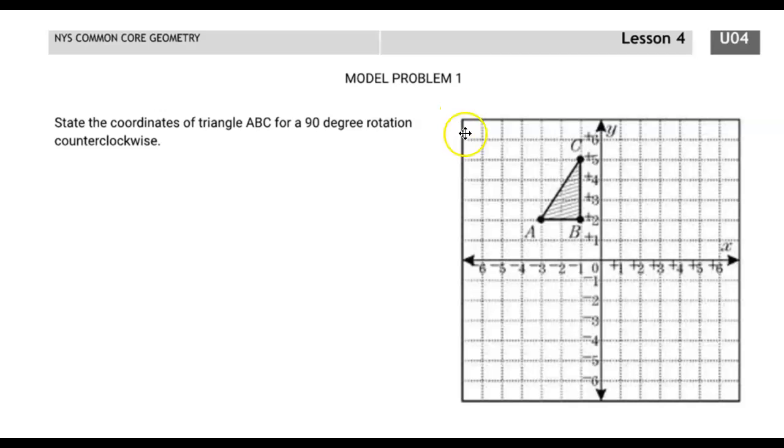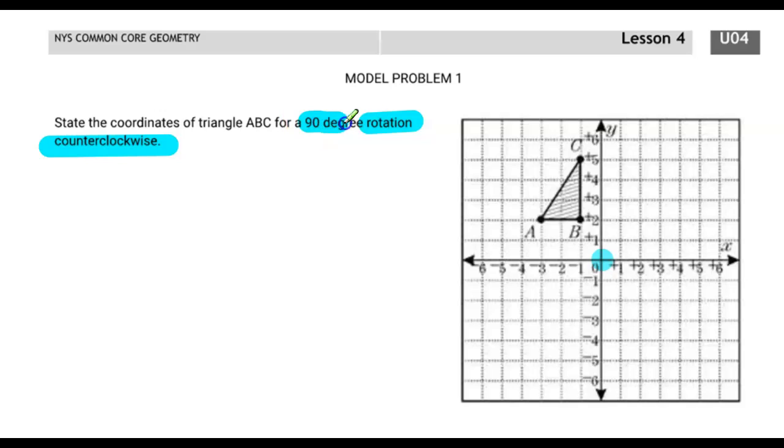All right, I'm going to move on to the model problem. It says state the coordinates of triangle ABC for a 90-degree rotation counterclockwise. Keep in mind, they didn't have to say counterclockwise, because if they don't say it, the default is counterclockwise, but it's nice enough that they said that. Also, it doesn't say where we're rotating it around, the center of rotation. So remember, if it doesn't say, the default is the origin. So we're going to be rotating it around this origin.